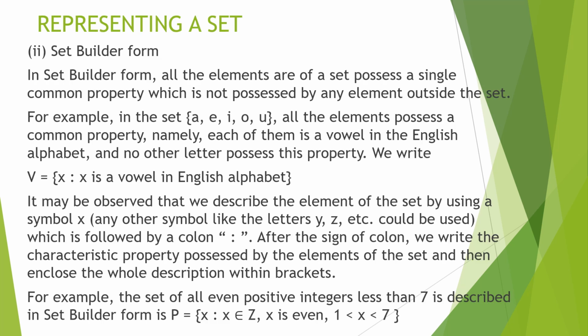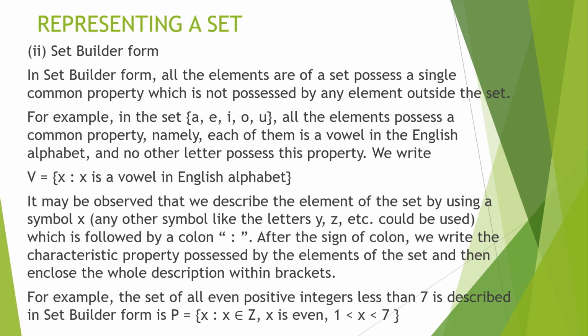The second way of representing a set is the set builder form. Here all the elements of a set possess a single common property which is not possessed by any element outside the set. For example, if I have the set {A, E, I, O, U}, it is the set of all the vowels of the English alphabet, and no other letter possesses this property. So we can write it in set builder form as V equals the set of all x such that x is a vowel in the English alphabet.